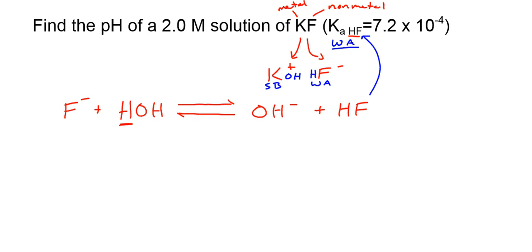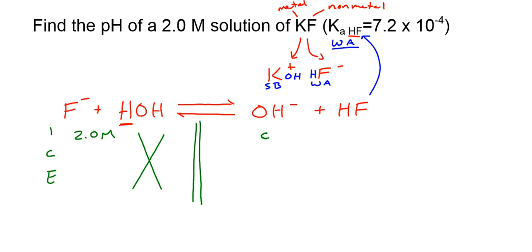I set up an ice box. A lot of times an ice box is utilized to help me organize. Sometimes I need it for the entire problem. Other times I only need it to help me organize in the beginning. So that is 2 molar of my F minus in a salt. A salt will break up into its ions. This is a very soluble salt, so that means that the ions will have the same molarity as the compound initially. That means I have 0 in the beginning of my products, so this follows suit with how our ice boxes work.